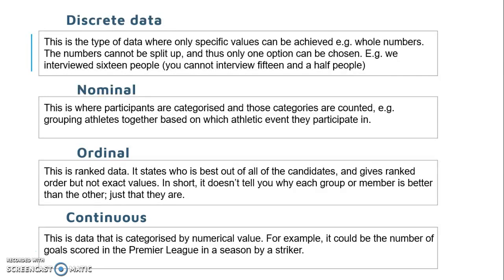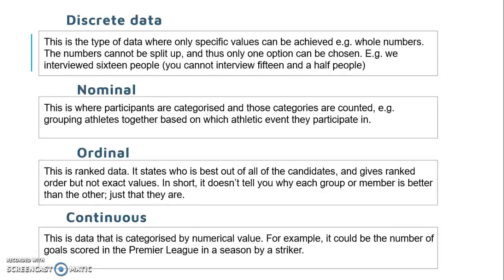The next one is nominal data, which is where participants are categorized and those categories are counted. So grouping athletes together based on which athletic event they participate in. So runners, high jumpers, long jumpers, etc. Ordinal data is ranked, so it states who is the best out of all the candidates and gives ranked order but not exact values. So in short, it doesn't tell you why each group or member is better, just that they are. So you'd have someone that's first, second, third, fourth, etc.